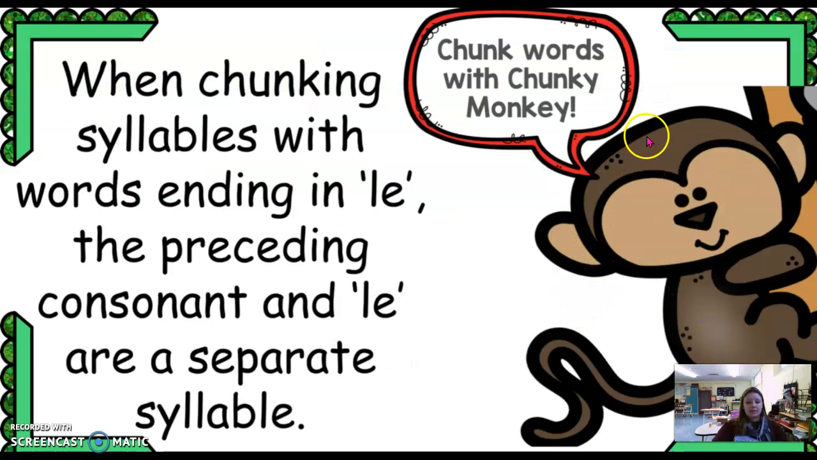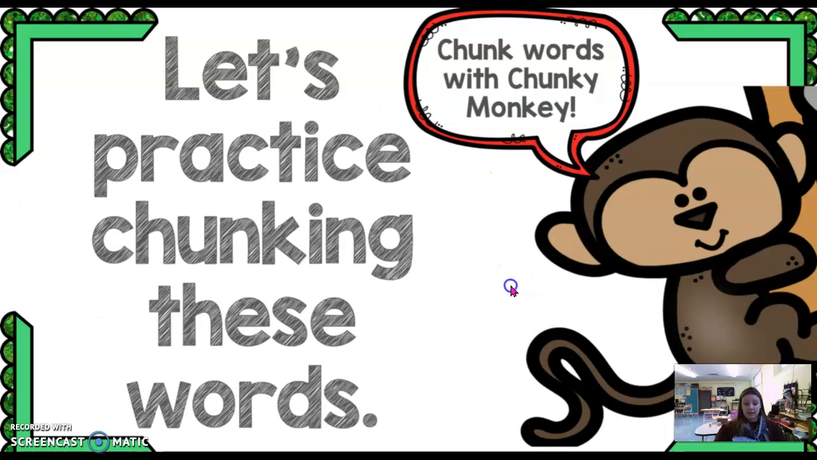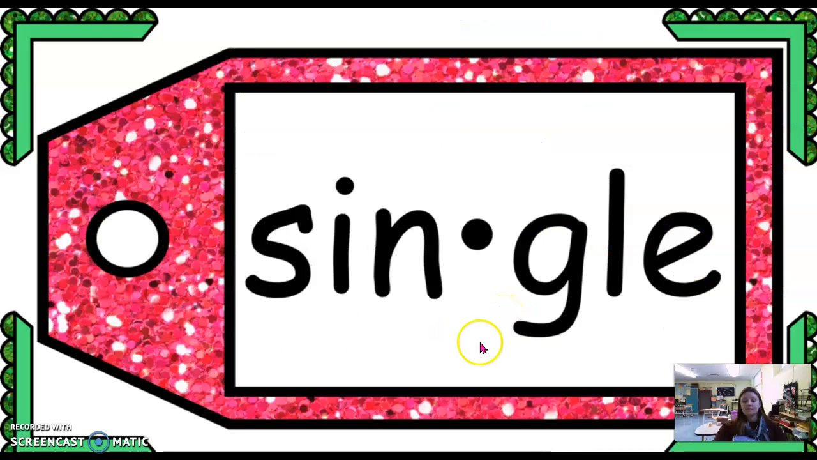So this is Chunky Monkey over here. When you're chunking your syllables with a word that ends in LE, the preceding consonant and LE are separate syllables, which means the consonant that comes before the LE belongs to one syllable, and the consonant, if there's another consonant next to LE, belongs with the LE. We're going to practice chunking these so you can see what I'm talking about.